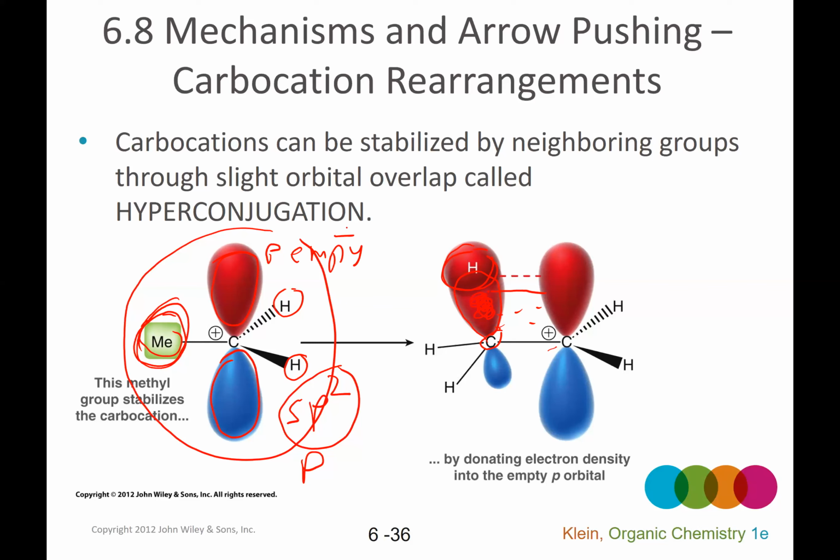There's a carbocation, only has 6 valence electrons. This is an empty p orbital right here. And so when you have a carbon group next door, the electrons in the CH bond can leak into the empty p orbital and stabilize it. Okay? So carbocations are stabilized by carbon groups next door. And this is called hyperconjugation.